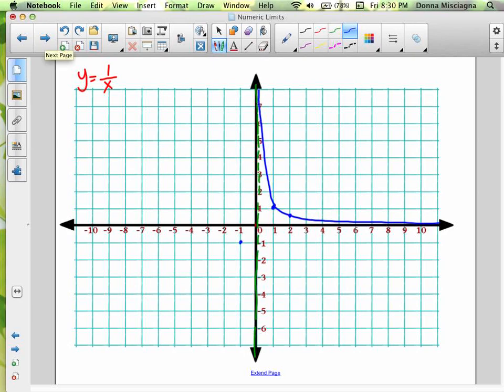If I plug in -1, I get -1. If I plug in -2, I get -1/2. And you can't cross that asymptote. But again, we're going to get closer and closer to 0, because as we plug in larger negative numbers, while it's still on the negative side, those values are getting smaller and smaller. So our limit of 1 over x as x approaches negative infinity is 0. And the limit of 1 divided by x as x approaches infinity is also 0. And we can see that graphically.